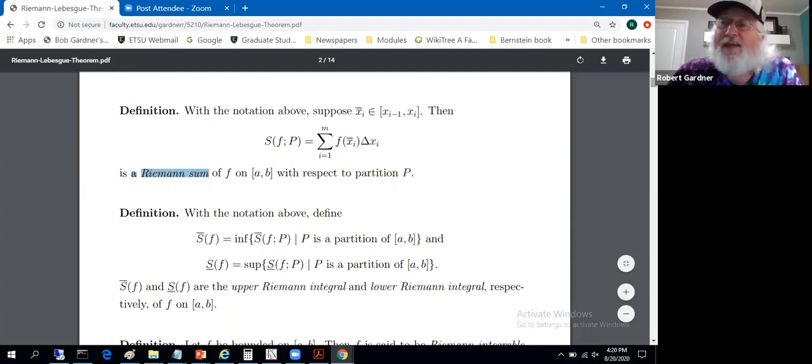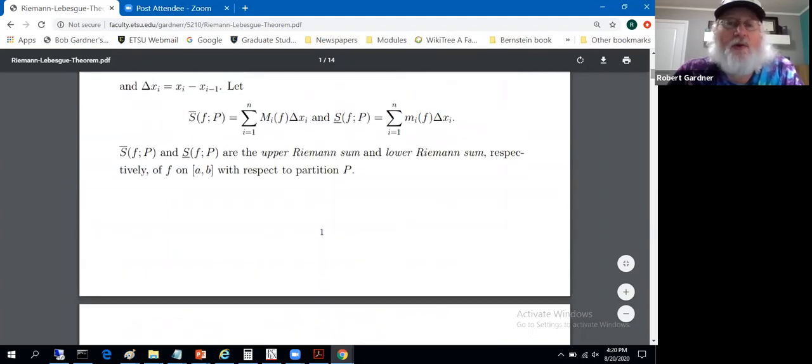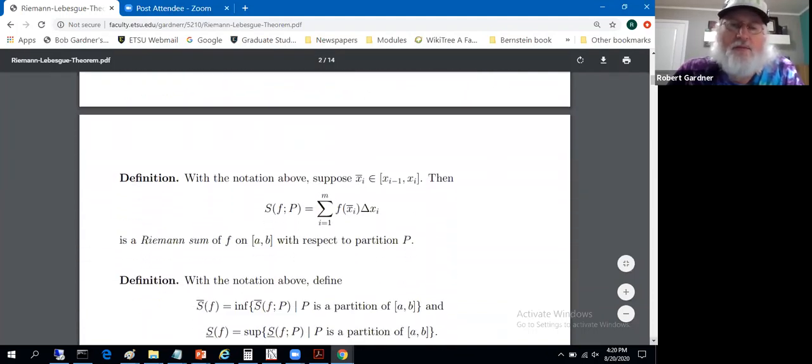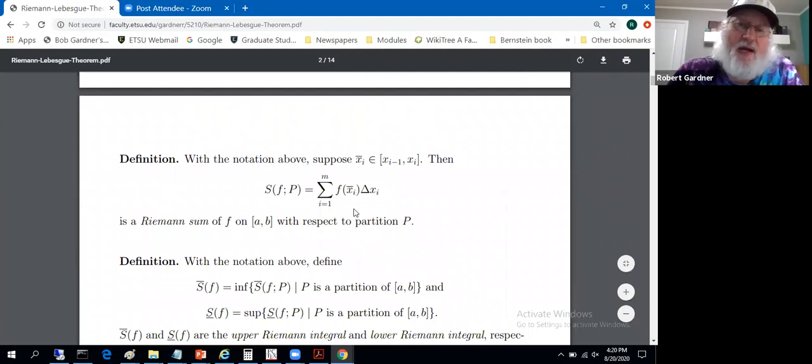Above we had the upper Riemann sum and the lower Riemann sum because all I needed was the partition there. Here it's a sum of a particular type. Are upper and lower Riemann sums actually Riemann sums?